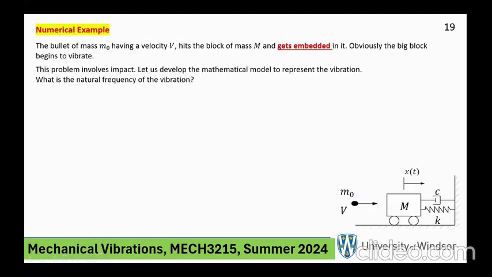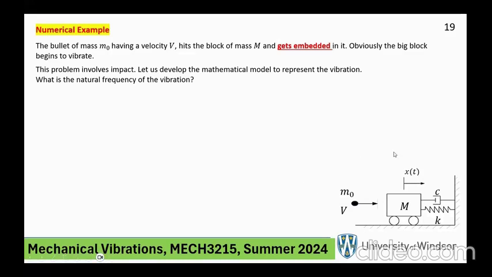We have another example here. We have a bullet that's coming in with a mass of m naught, and it's coming with velocity v, and it's going to get embedded in that mass that is attached to the wall with a spring and a damper. Now, obviously, this thing begins to vibrate, and we want to know the natural frequency of vibration of this mass.